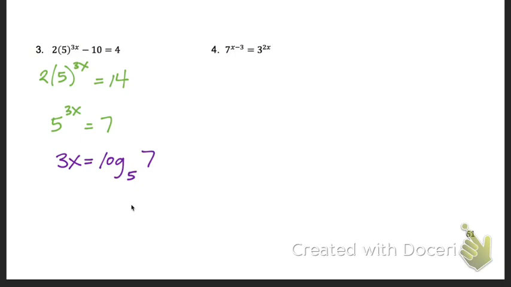Are we okay with jumping to that step? Yes. Do I need to show what I did? No, because log base 5 of 5 ends up canceling. You're just left with the 3x. Now, what's my next step to get x by itself? Divide by 3. So my final answer is x equals log base 5 of 7 divided by 3.